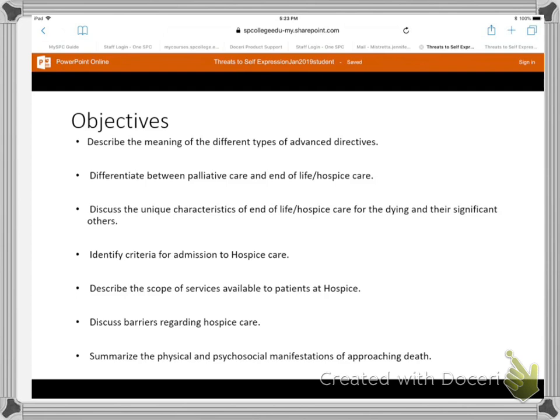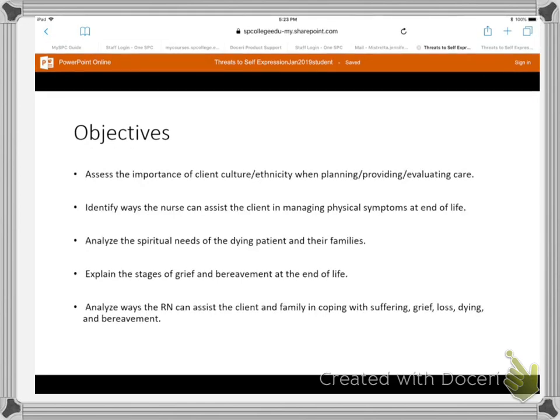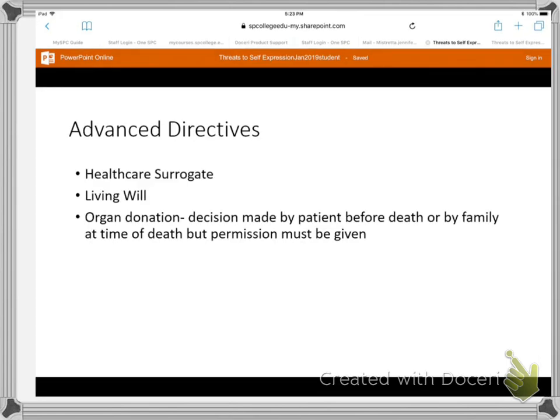Identify criteria for admission to hospice, describe the scope of services available, the barriers, and summarize the physical and psychosocial manifestations approaching death. Oh, there's more. Assess the importance of client culture and ethnicity when planning, providing, and evaluating care. Identify the way the nurses can assist the client in managing physical symptoms at the end of life. Analyze the spiritual needs of the dying patient and their families. Explain the stages of grief and bereavement at the end of life, and analyze the way an RN can assist the client and family in coping with the suffering, grief, loss, dying, and bereavement.